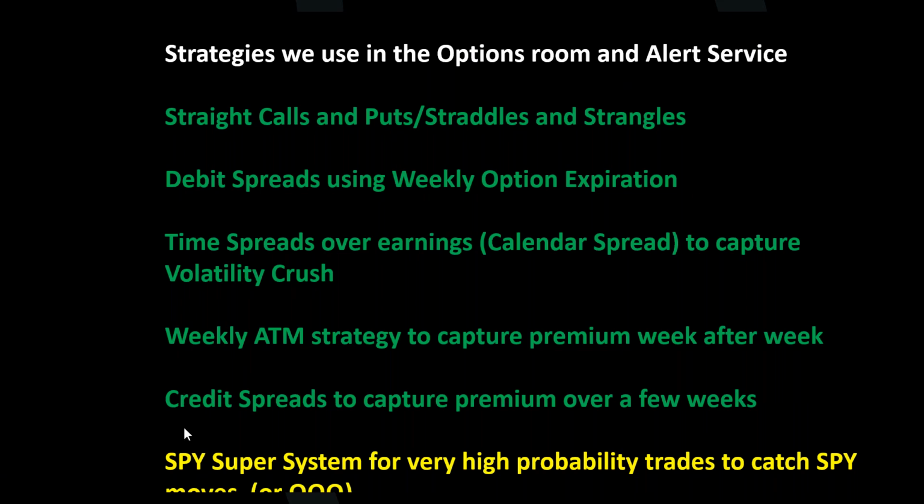And then there's the super system on the SPY, the Qs, the IWM, the futures. This is a trade where we're doing 5-minute trades, very quick trades off of the SPY super system. I don't call these out in the room. I'll identify them sometimes, but I can't post them and I can't send alerts on them. They're very, very quick. But a lot of people like these because you can get quite a few trades in a day off of this.